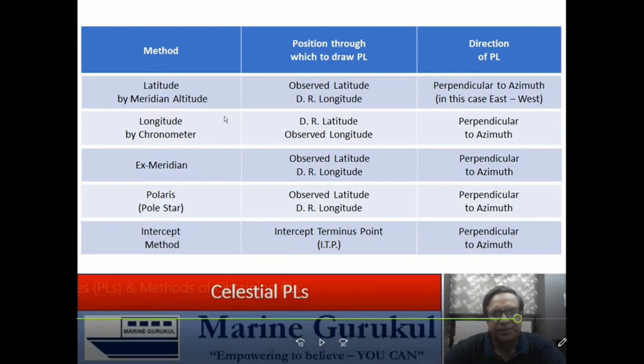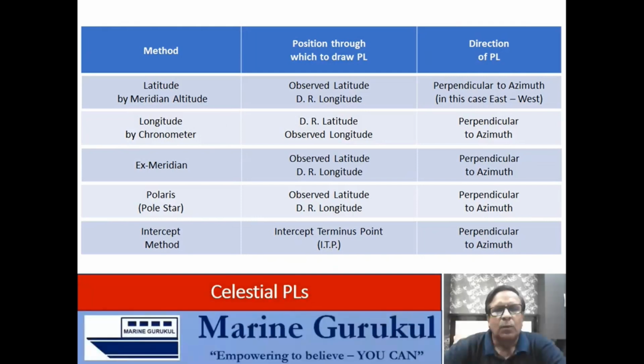So beta, this table gives you a summary of the reference points as well as the direction of the PLs in all the 5 different methods which we used in celestial navigation. So this is a quick reference. We'll try and understand all this through 2-3 simple examples.